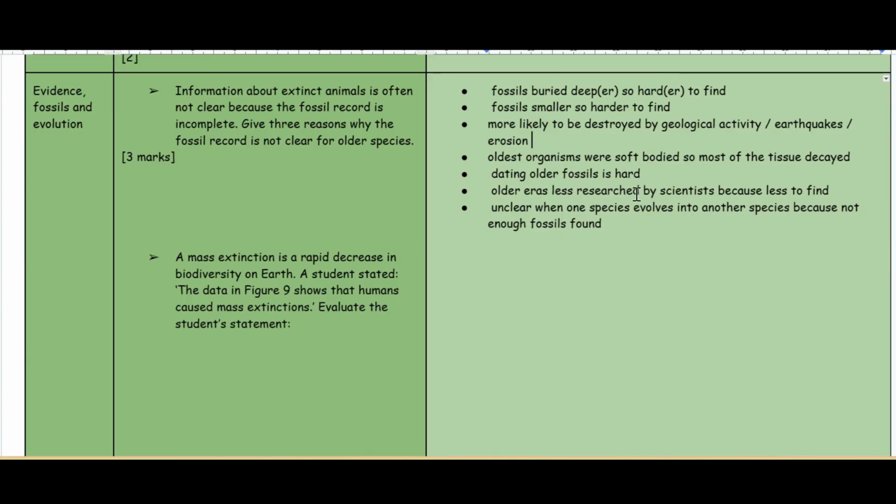Older eras were less researched by scientists, and as we're moving more and more into the future, it's getting harder and harder to find information about the past. Also, it's unclear when one species evolves into another because there are not enough fossils to highlight this. So that's why evidence of evolution is difficult to find.